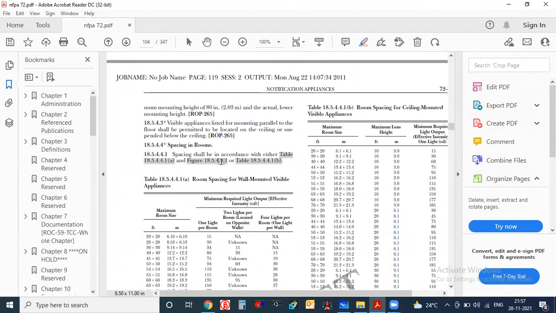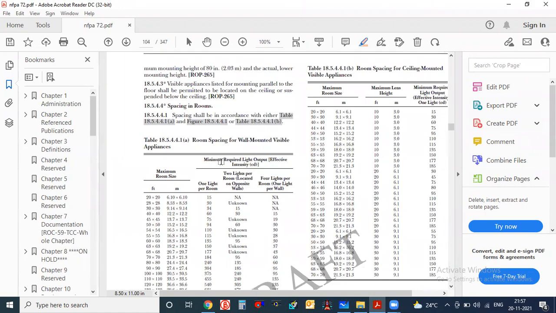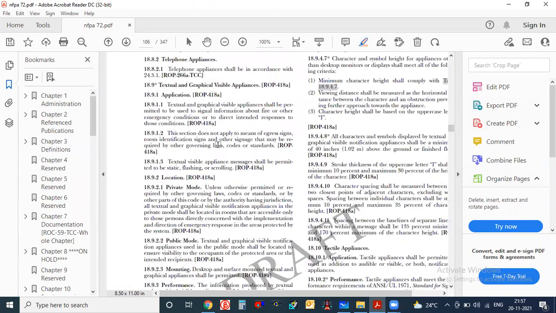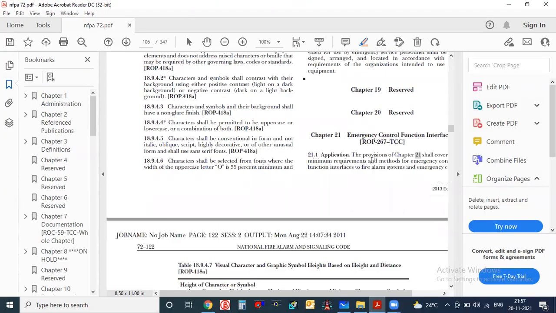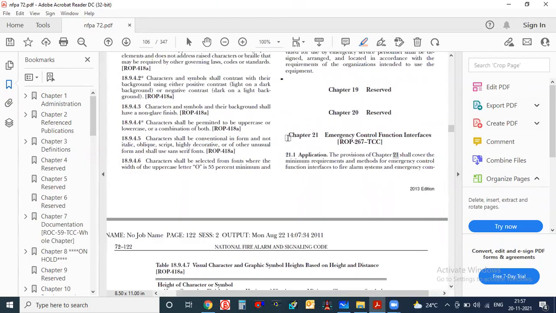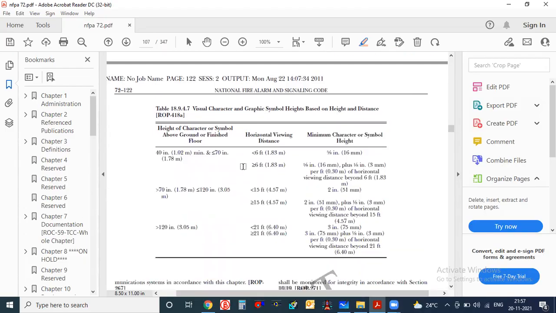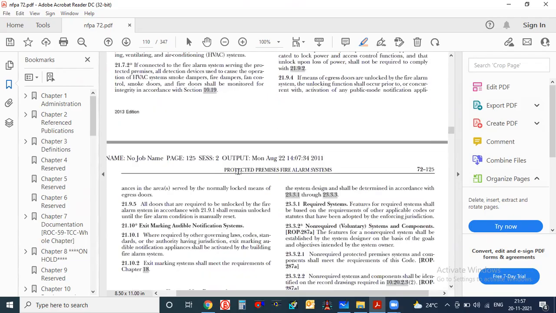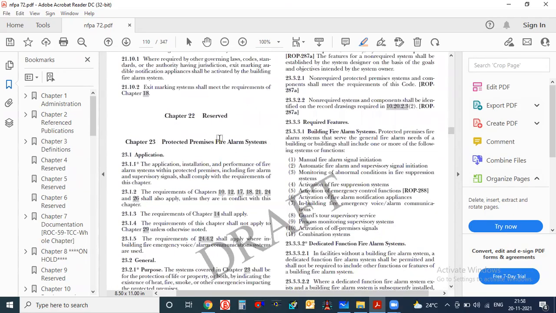Room spacing for ceiling mounted, room spacing for wall mounted. Okay, this chapter is not actually required for us. Even I am not understanding what is given. Emergency control function interfaces. I think this chapter is entirely for the electronics person, with signals and all, so those kinds of things are given here. You can skip these chapters because we don't require them.